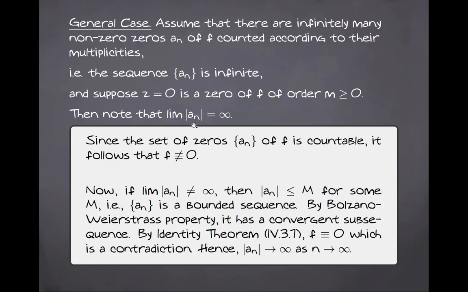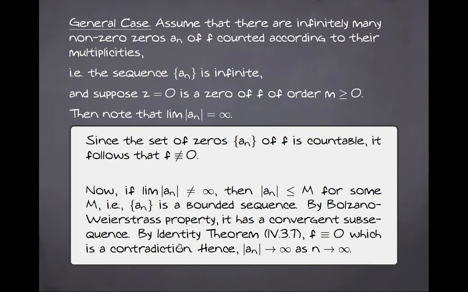Now if this is not possible, suppose limit mod an is not infinity, then that means there is some m such that mod an is less than or equal to m for all n, which means that an is a bounded sequence of complex numbers. So by the Bolzano-Weierstrass property, every bounded sequence has a convergent subsequence. So an has a convergent subsequence. Let us call that subsequence an suffix j.